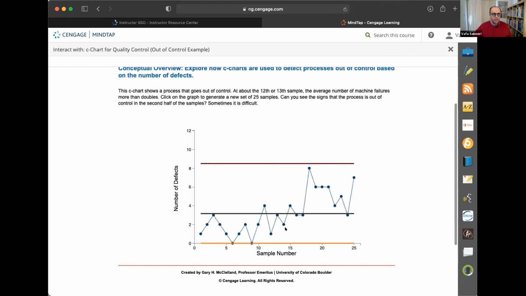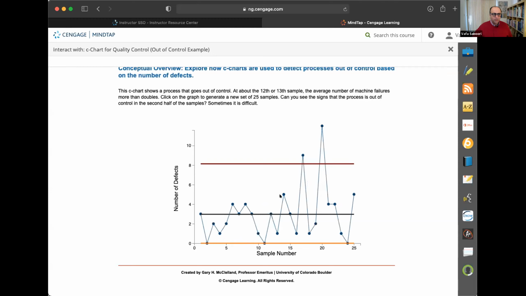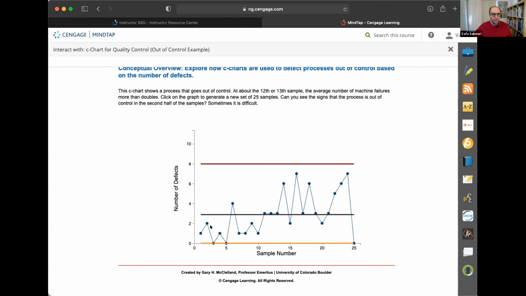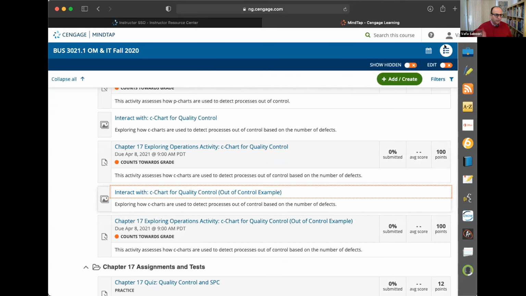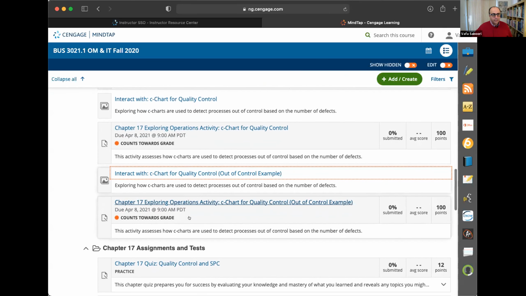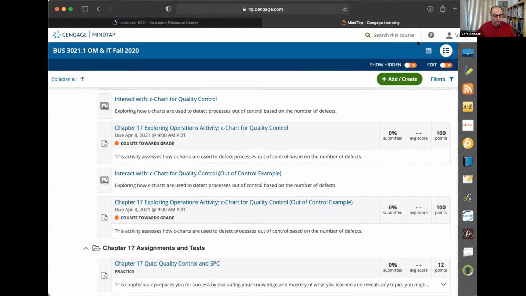So again, you see the number of points below or above. You see that obviously these values are out, 10 out of 12 consecutive and so on and so forth. So this is another part of your assignment dealing with P charts and C charts and answering a number of questions on that front. So this basically concludes the control charts section of our work.